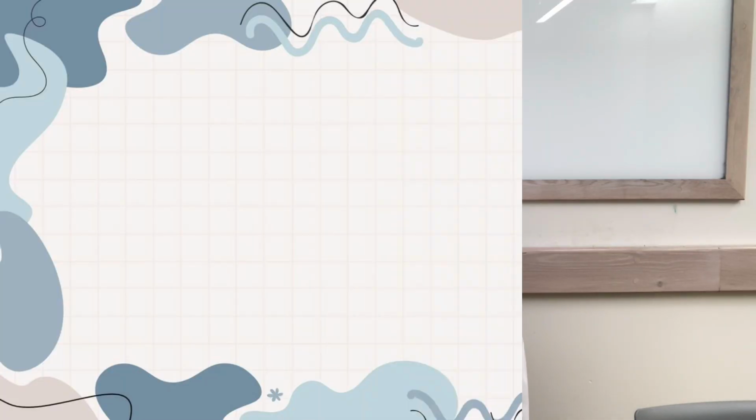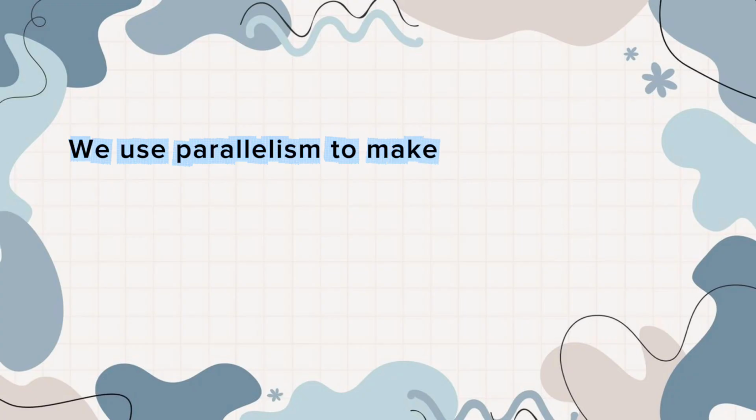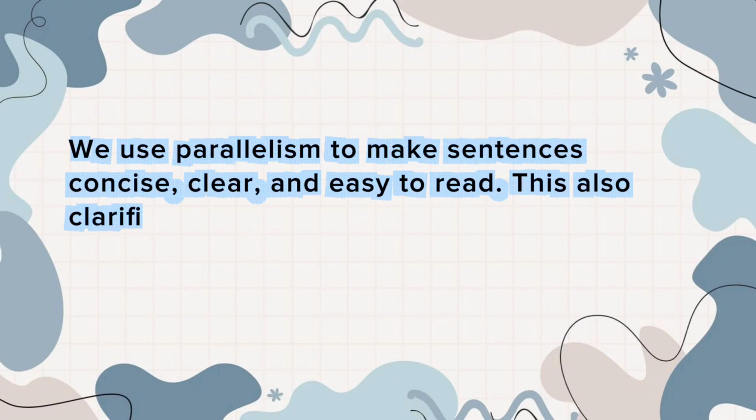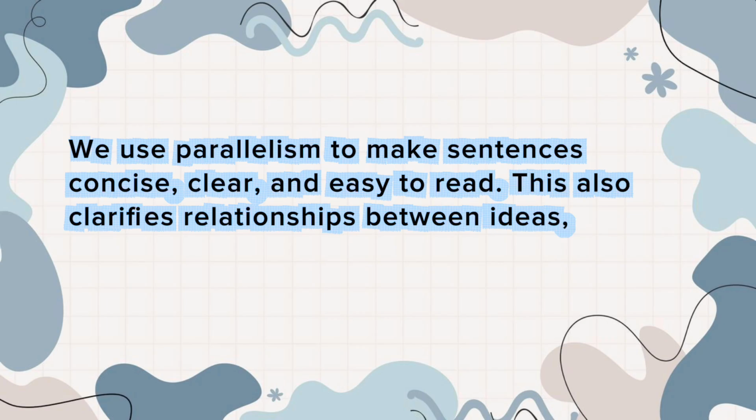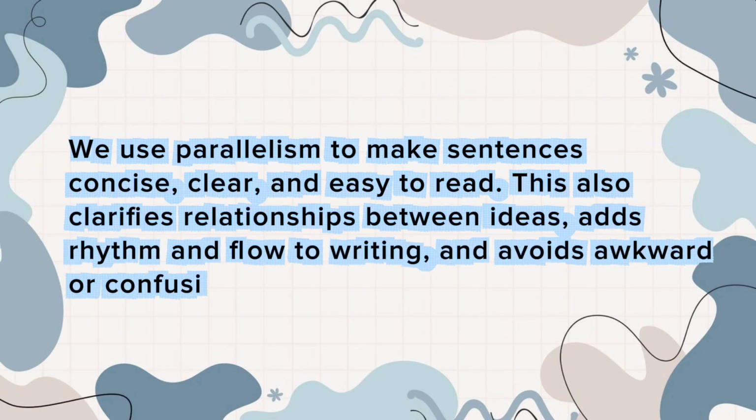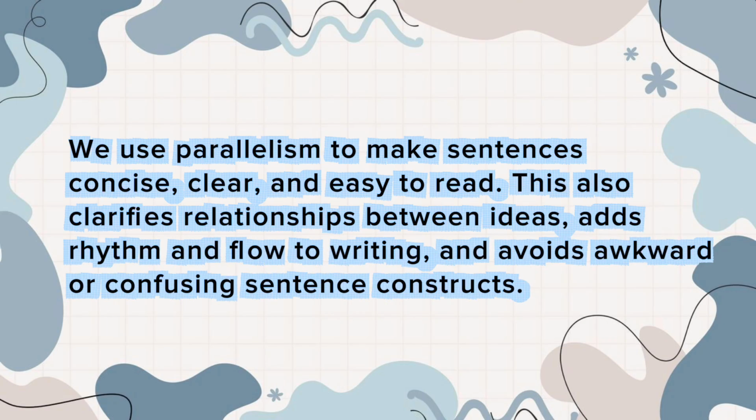Now that we talked about what parallelism is, let's talk about why we use it. We use parallelism to make sentences concise, clear, and easy to read. This also clarifies relationships between ideas, adds rhythm and flow to writing, and avoids awkward or confusing sentence constructs. With that in mind, let's look at the same examples that we used earlier and look at what they'd look like if we didn't use parallelism.